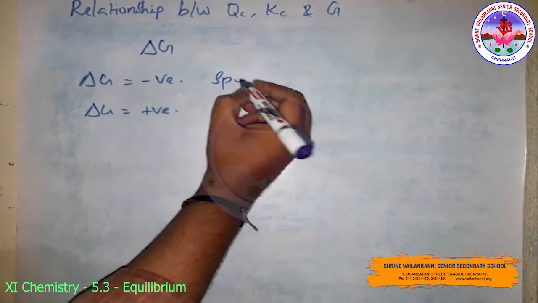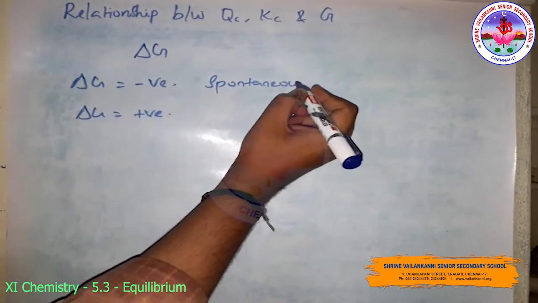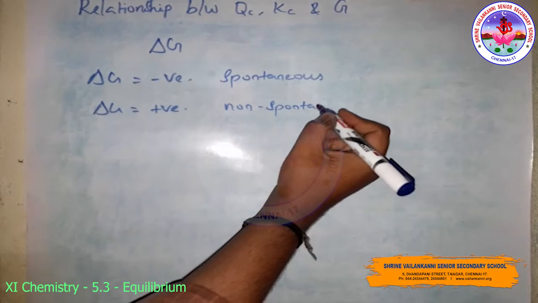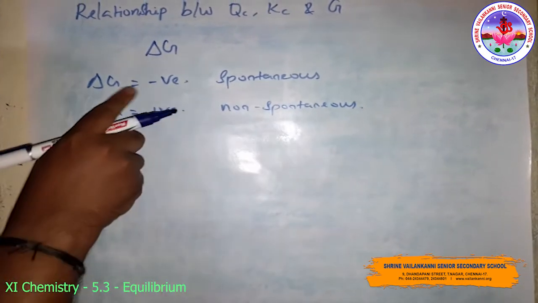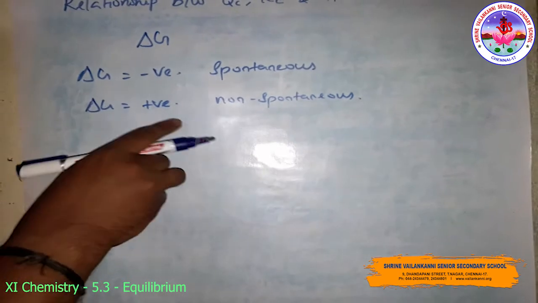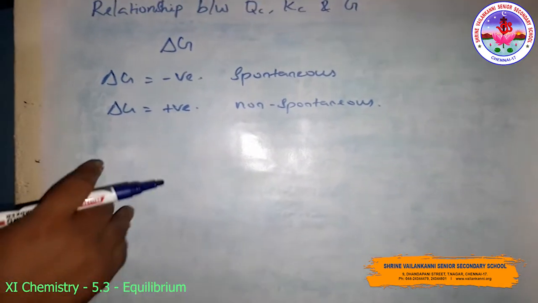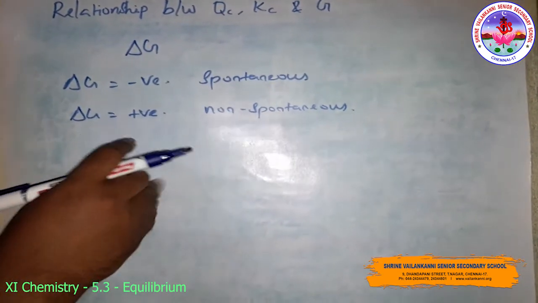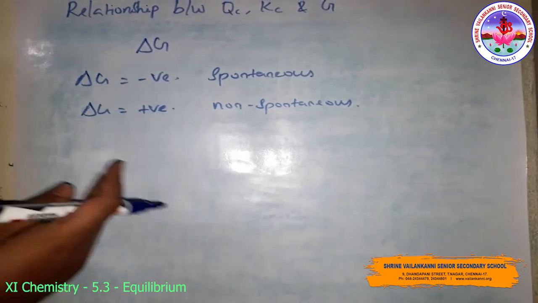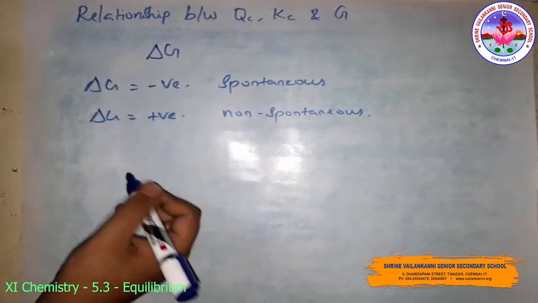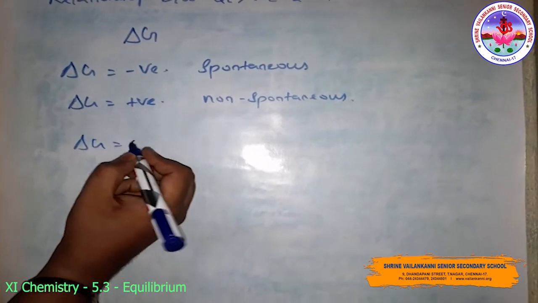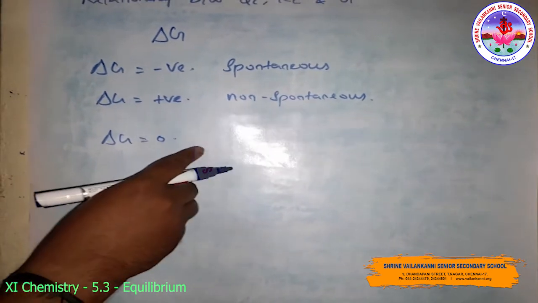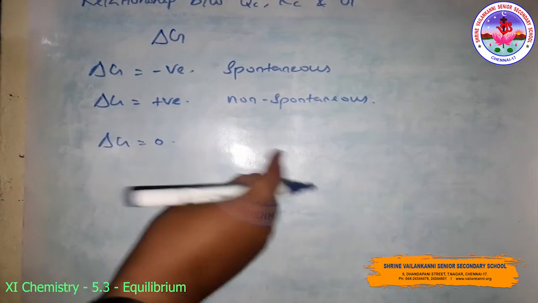This is spontaneous. This is non-spontaneous. So delta G negative means spontaneous. Delta G positive means non-spontaneous. Instead, the reverse reaction would have the negative delta G, and the products of the forward reaction would be converted to the reactants. Then when delta G is 0, the reaction has achieved equilibrium at this point. There is no longer any free energy left to drive the reaction.